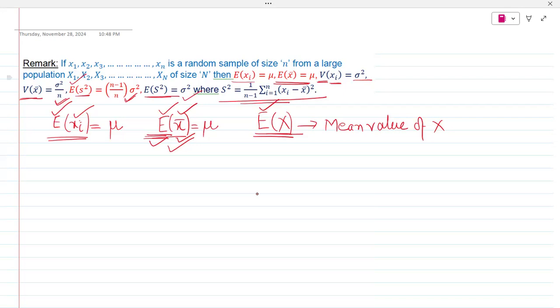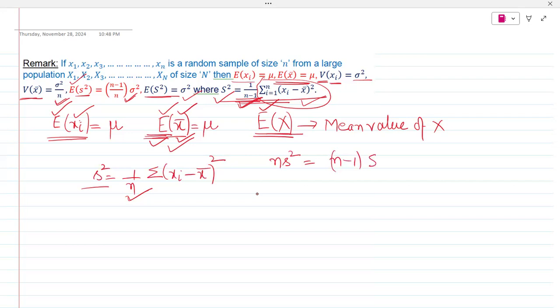So one by one, I will derive all these results. Small s square is 1 by n summation of xi minus x bar square. This is the sample variance. In capital S square, this summation is the same; instead of n, we have n minus 1. So this summation is n times small s square, and the same summation is n minus 1 times capital S square.